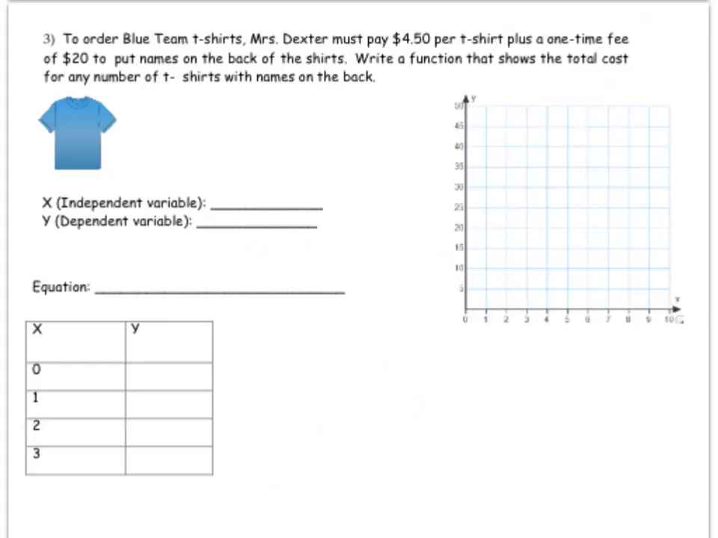So we are asked to write a function that shows the total cost for any number of t-shirts. So our outcome or dependent variable once again is total cost. Sometimes that's going to be key too. When you see the word total, whether it's total height, whatever total you're calculating, that can be a cue to you that that's going to be your output or your dependent variable. Independent is going to be number of t-shirts.